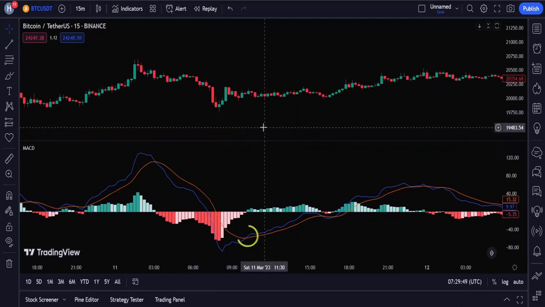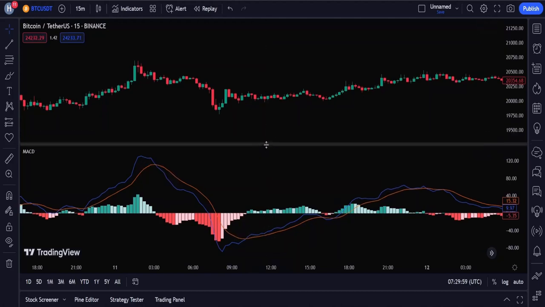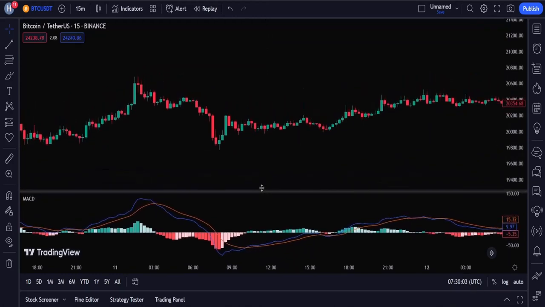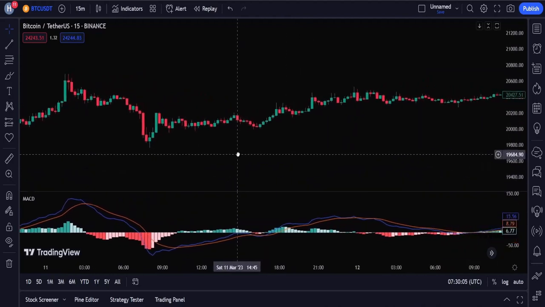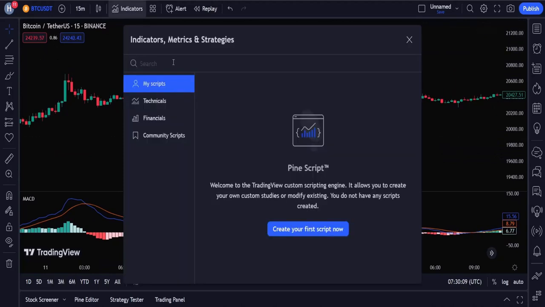When the MACD line crosses above the signal line, it is considered a bullish signal. And when the MACD line crosses below the signal line, it is considered a bearish signal, and traders may consider selling. The MACD indicator can also be used to identify divergences between the price and the indicator, which can indicate potential trend reversals. Now let's add the second indicator to the chart.